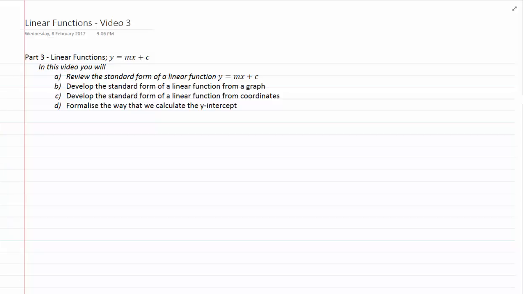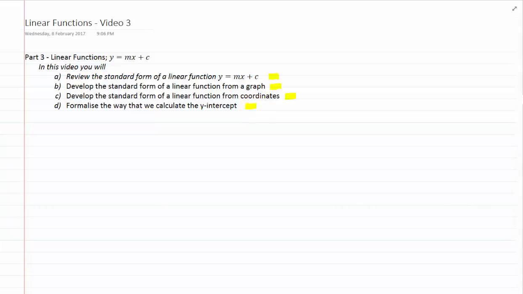Welcome to Linear Functions Video 3. In Part 3 we'll be looking at the standard form of a linear function, y equals mx plus c. We'll be talking about developing that standard form from a graph or from a pair of coordinates, and we'll formalize the way that we calculate the y-intercept, as we already know how to calculate the gradient, and then we can put it into this form.